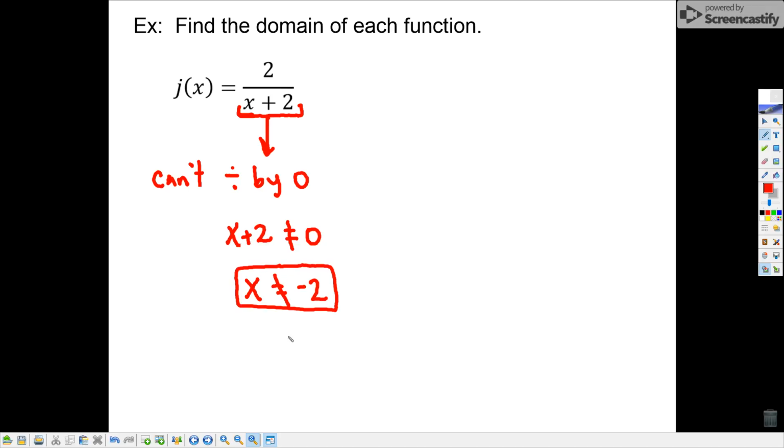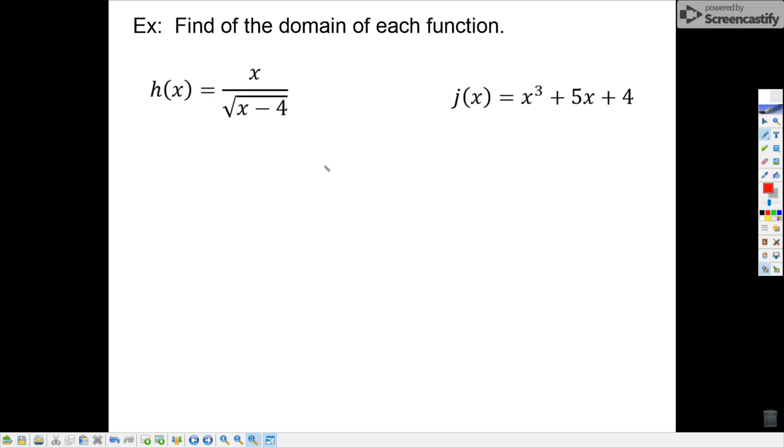Okay. So our domain would be x cannot equal -2 for this specific problem. Now, with division, you can plug in anything else, though. So I could put in a +1 for x, and I'd get a real number. The only restriction with division is that you can't divide by 0, and so that's where we have this domain restriction.